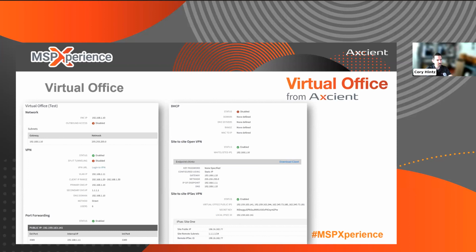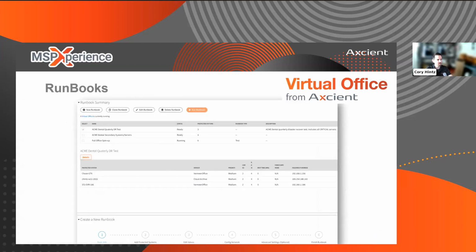Furthermore, I'd like to segue into runbooks. So with runbooks, Leaf, if you would please, next slide. This is going to be a way to pre-orchestrate that entire virtual office process I was just going over with you. So runbooks are a way to essentially script the entire virtualization process or virtual office provisioning itself.